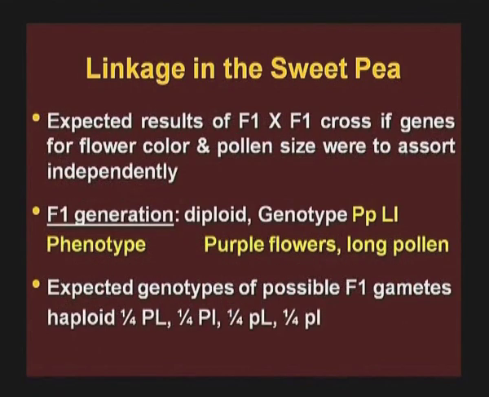Consider the expected result of the F1 into F1 cross if the genes for flower color and pollen size were to assort independently. In the F1 generation, the diploid genotype is capital P small p, capital L small l, with the phenotype purple flower and long pollen. The expected genotypes of possible F1 haploid gametes should be 1/4 each of capital P capital L, capital P small l, small p capital L, and small p small l.